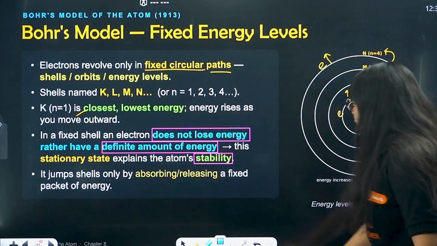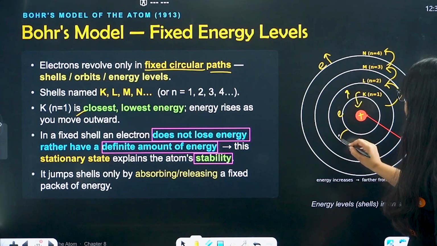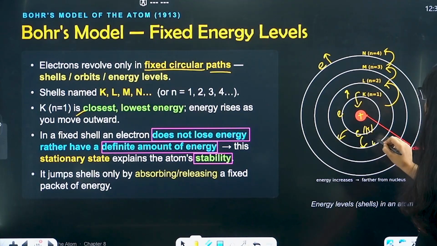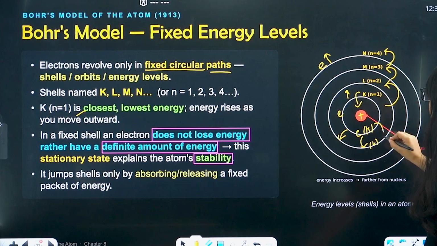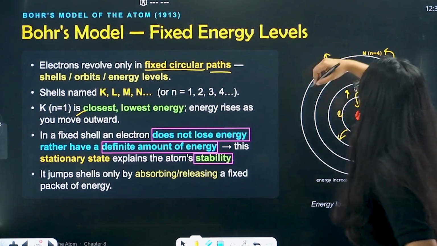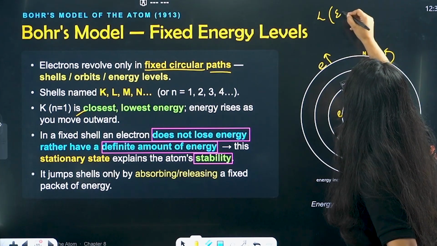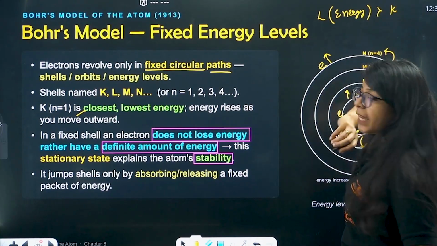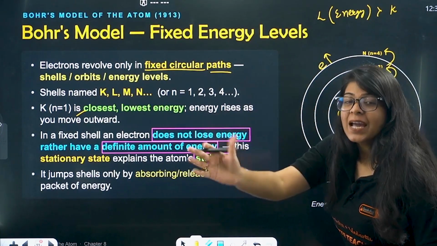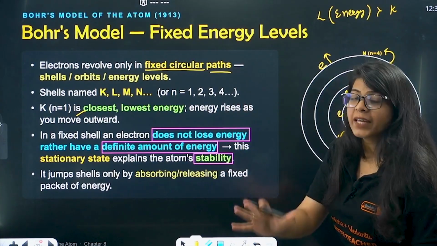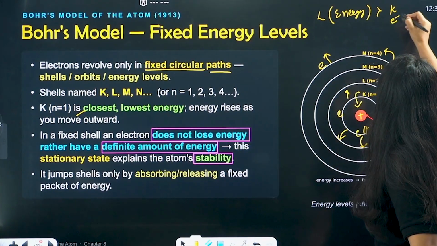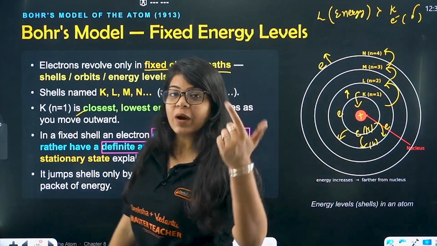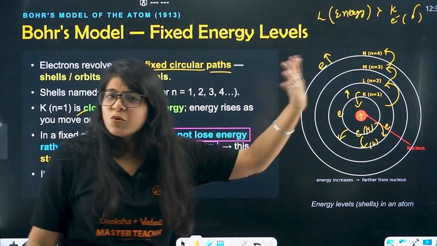However, I said that it cannot shift its orbit. The electron which is rotating in the K shell cannot move to the L shell. Why, beta? Because the energy is more. We said that energy increases, so the energy of the L shell is more than the energy of the K shell. The electron revolving in the K shell has less energy than the electron revolving in the L shell. So if this electron gains energy from somewhere, and the energy becomes equal to the energy of the L shell, then it can move to the L shell.